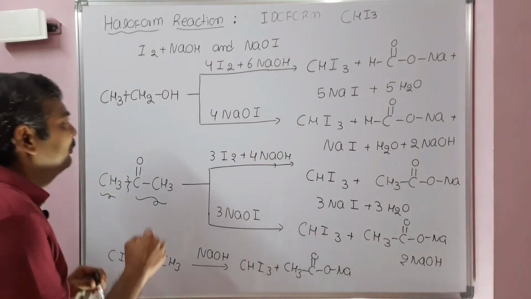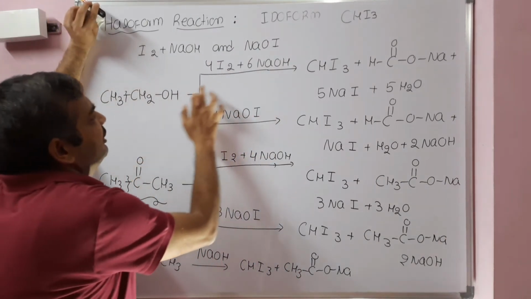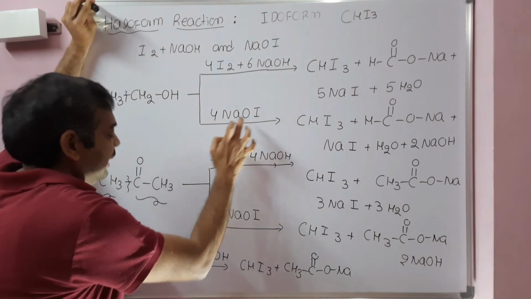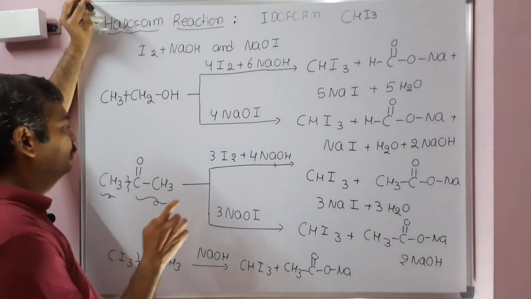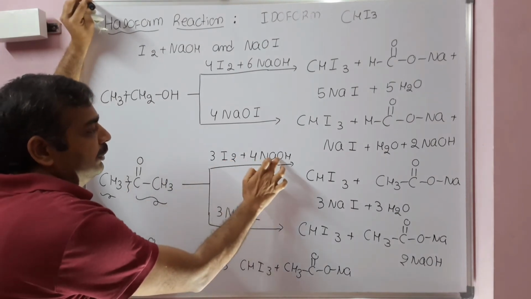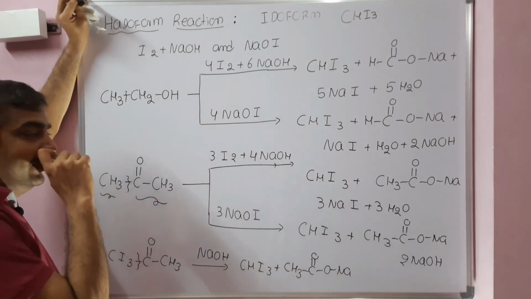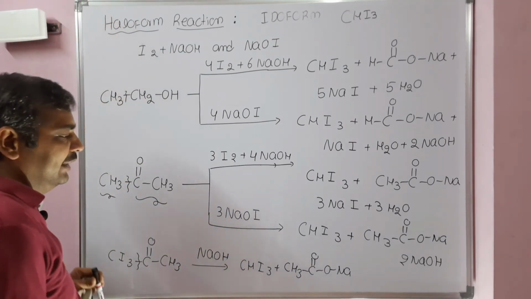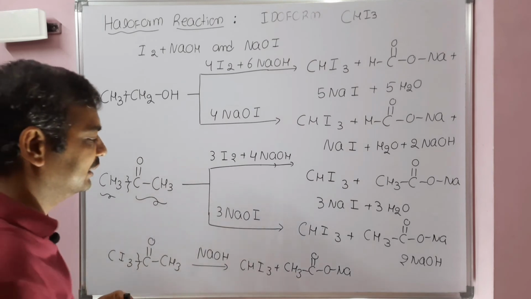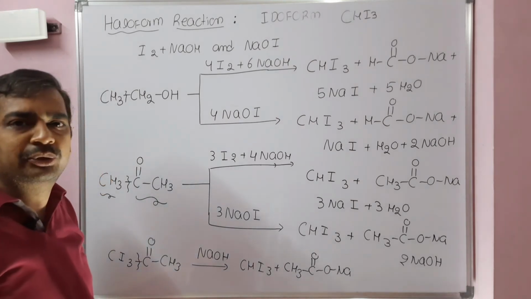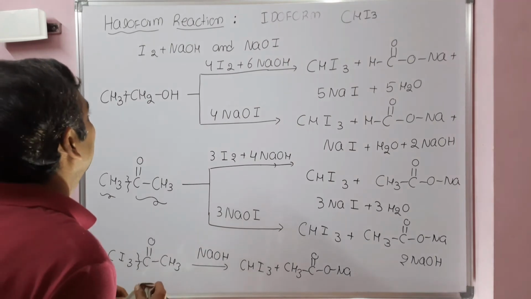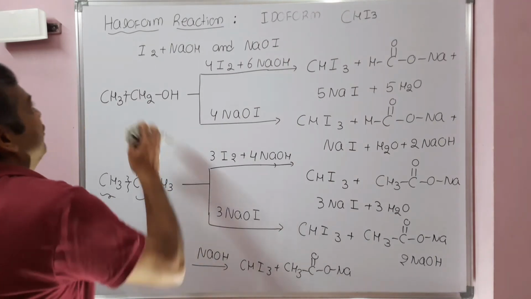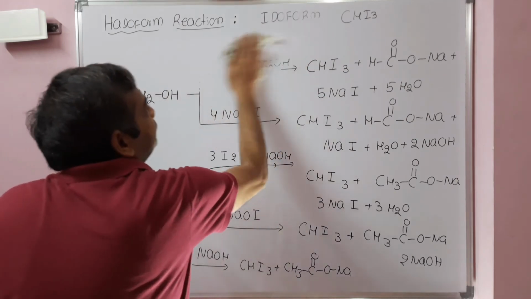Let's see one more important point. If you react ethanol with iodine and sodium hydroxide, finally we will end up with triiodoacetone. Ethanol with sodium hypoiodide, finally triiodoacetone. Acetone with iodine and sodium hydroxide, the intermediate is triiodoacetone. Acetone with sodium hypoiodide, the intermediate is triiodoacetone, which reacts with sodium hydroxide to give iodoform and sodium acetate. Clear? So practice several times, then only it is easy to write the side products as well as the product. Now we will solve some more examples.